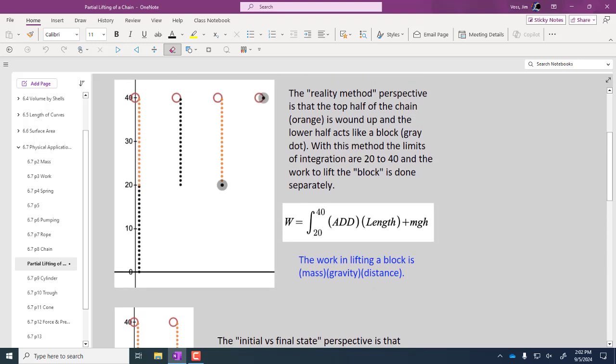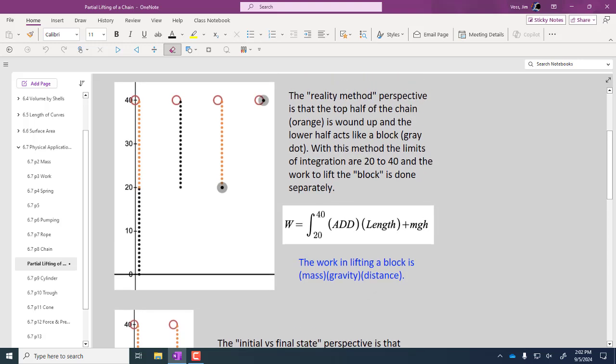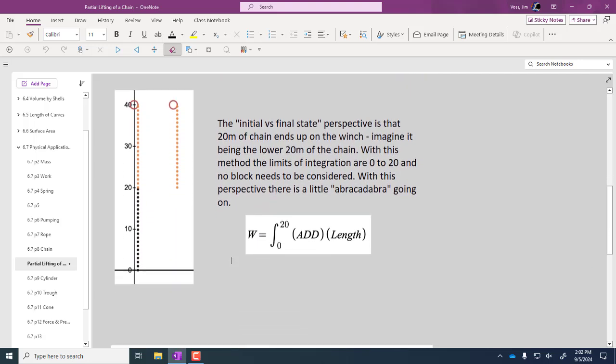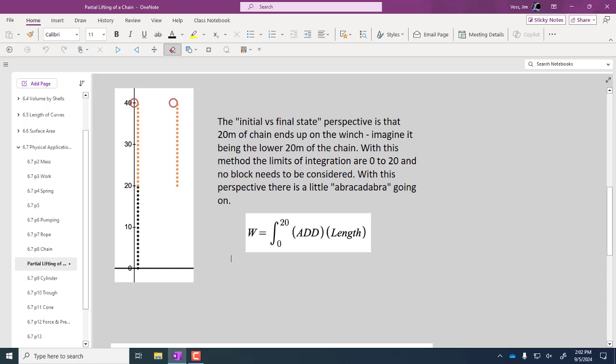And so the reality method was this, where we winch it up and the beige links are the ones that go up onto the winch and the black links are the ones that end up hanging. And I said you could treat it just like the beige links with a block that has the same mass as the black links and just treat it like the block problem, which is what I did here. And then the initial versus final state, or terminal state, you imagine the beige links just staying where they are, and it's the bottom 20 links that get teleported up to the top, which is that setup there.